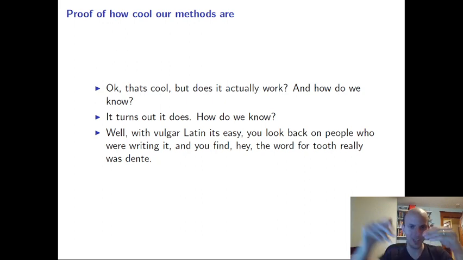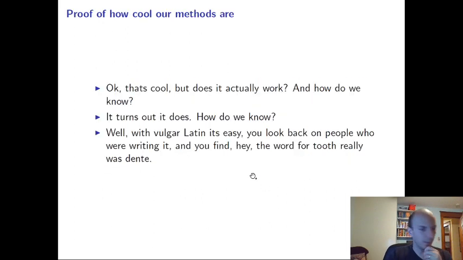You do the thing, and then you compare what we got from the comparative method versus what we should have gotten given history, and they're really, really close, right? This is proof of our methodology, right? And you say things like, oh yeah, that word for tooth, this really was dente, right? That's what I thought all along. It's a cool case.